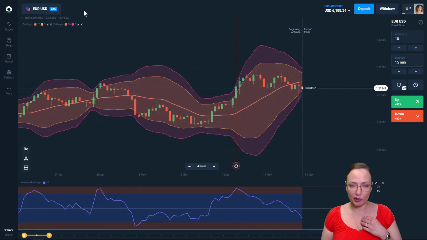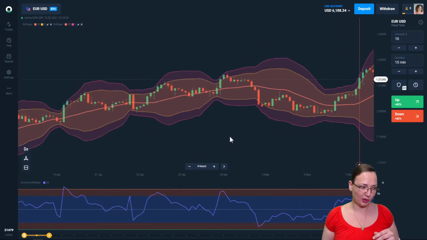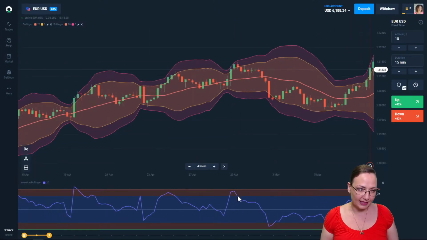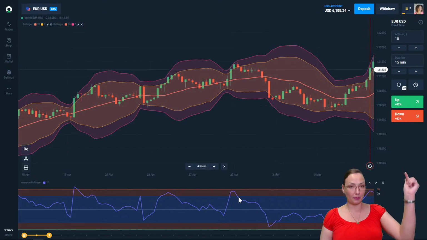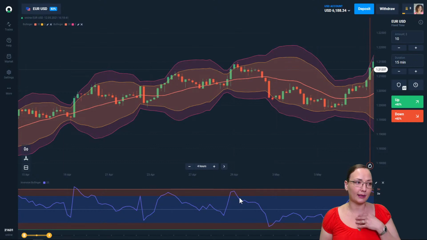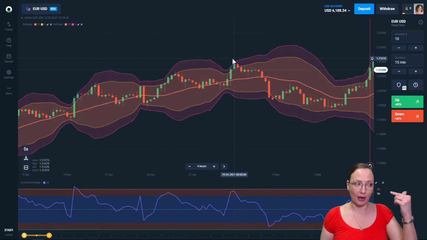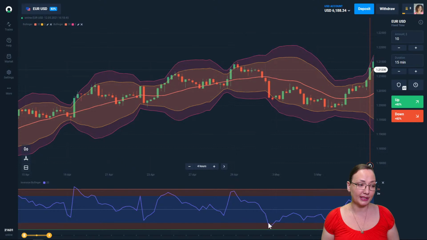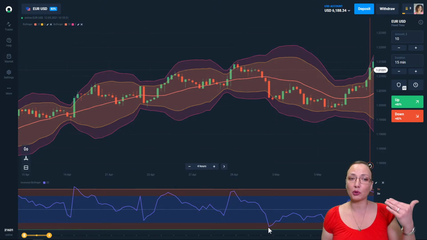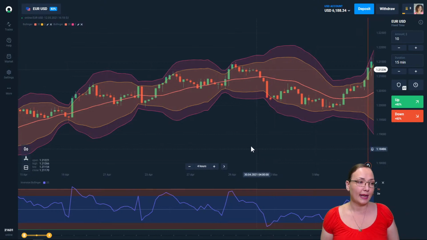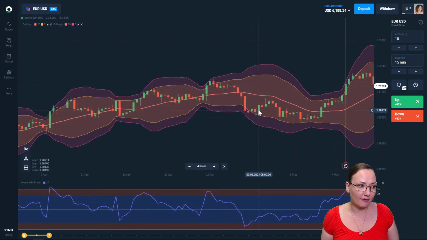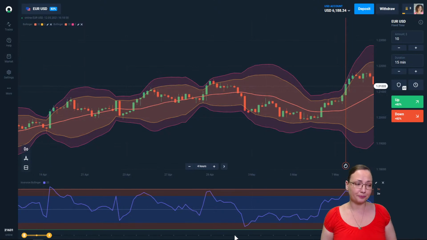So we have potential entry points. Whenever the line on the Inversion Bollinger is crossing the -2 sigma from top to bottom, so from the overbought area down, this is a potential signal to enter a downtrade. As you can see, the price did decrease. Or whenever the price crosses the -2 sigma from the bottom up, so coming back from the oversold area. And likewise right here, we did have several candles going up.